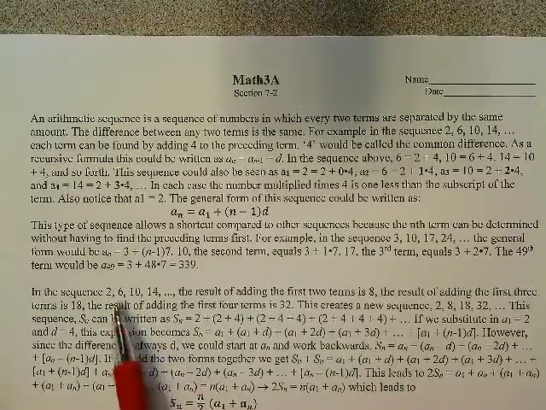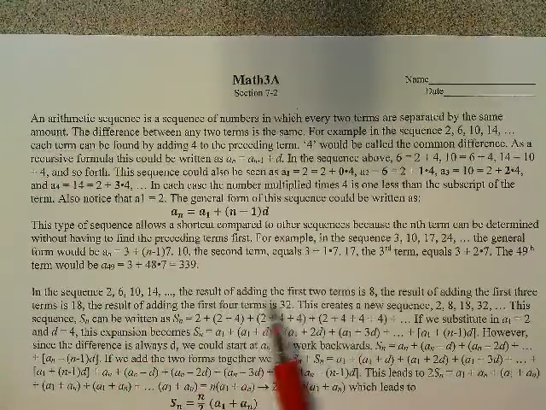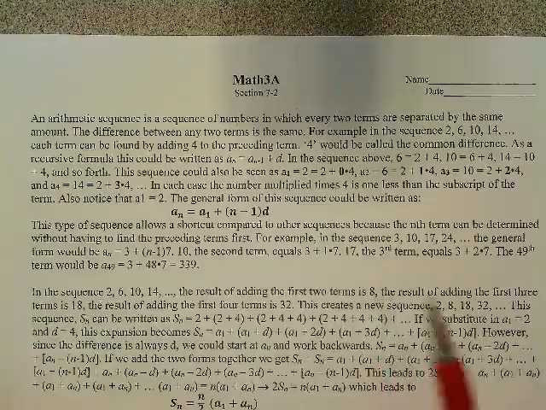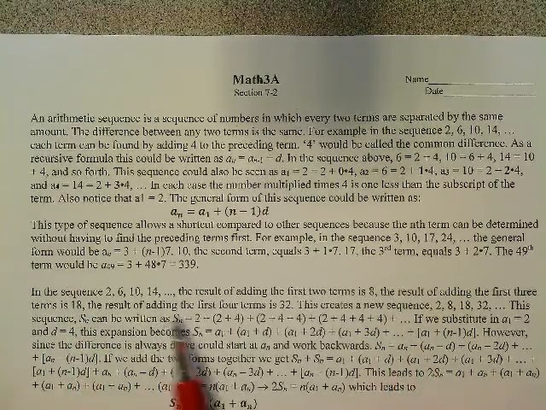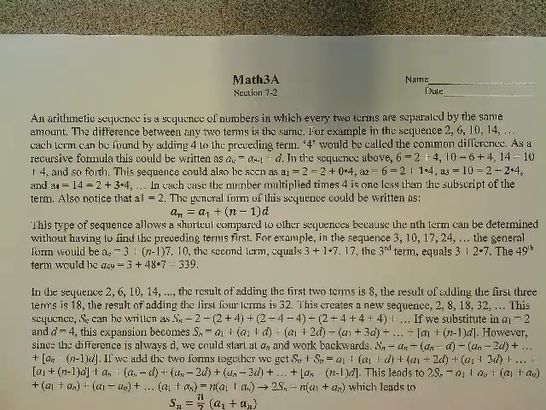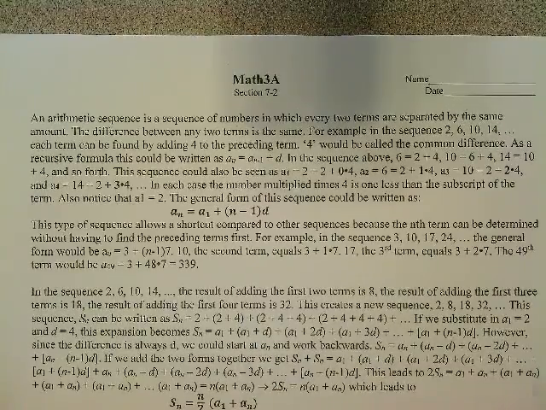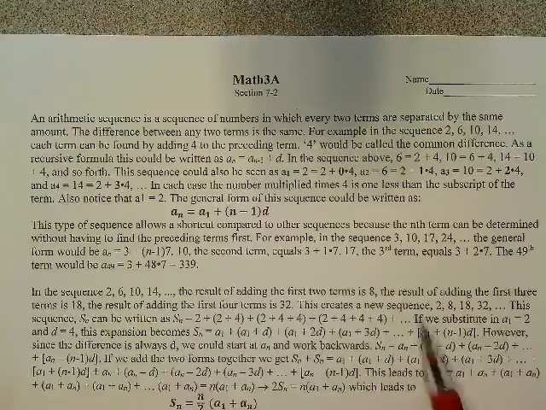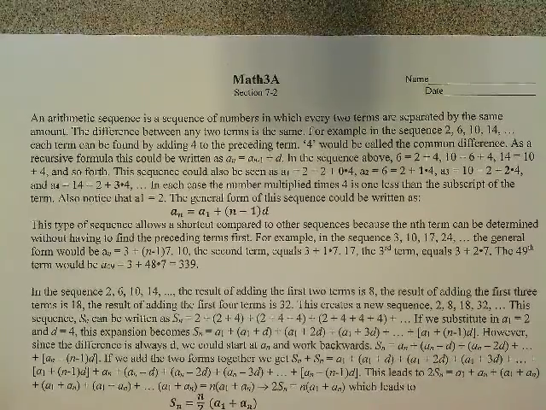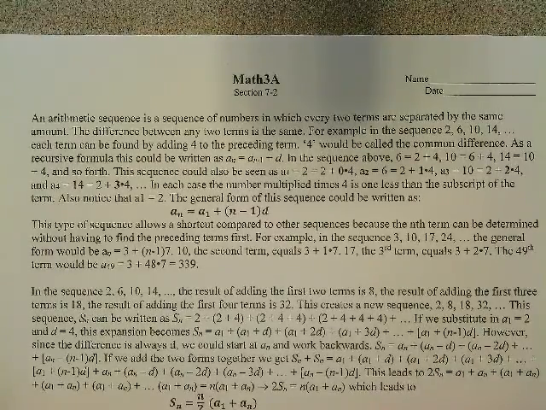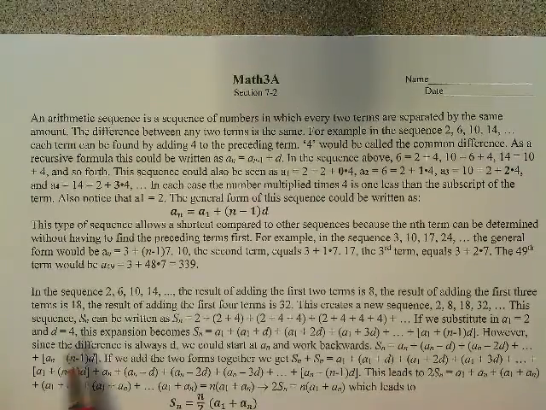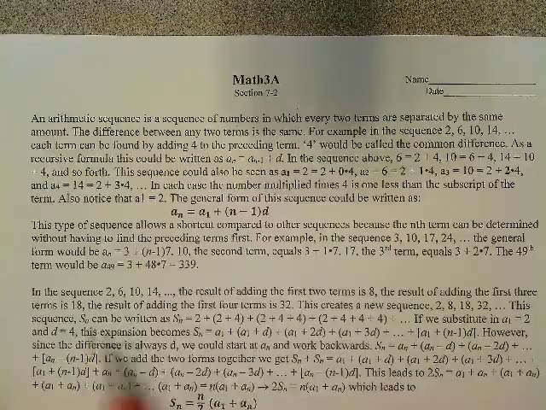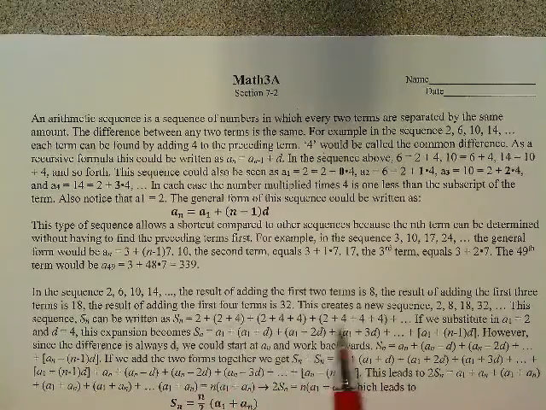In the sequence 2, 6, 10, 14, the result of adding the first two terms is 8. The result of adding the first three terms is 18. The result of adding the first four terms is 32, and so forth. Now this creates a new sequence, 2, 8, 18, 32. In other words, the sum of all of those. And this sequence, S_n, for the sums, can be written in this form.